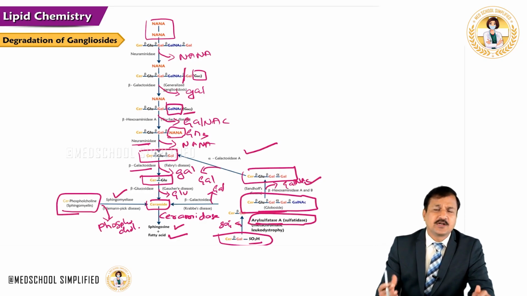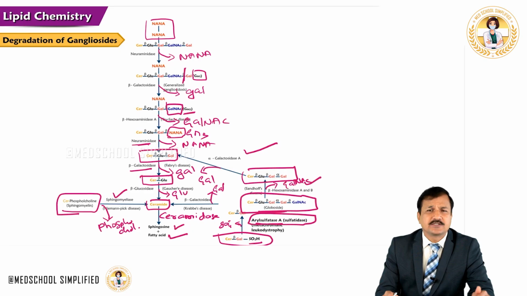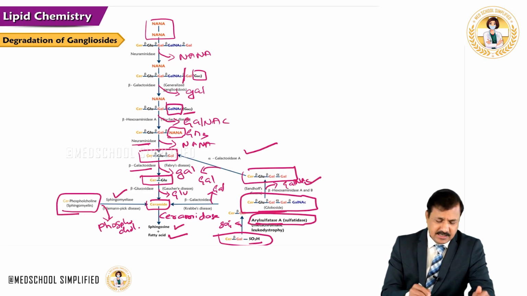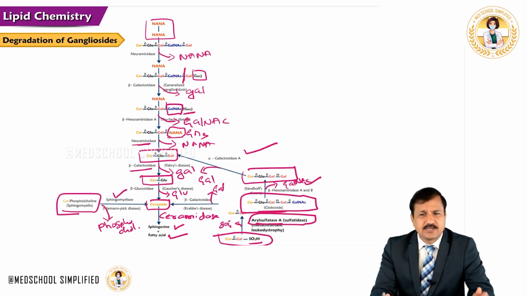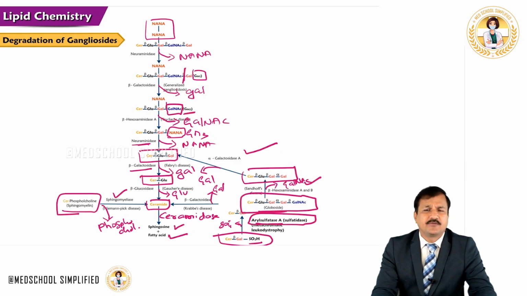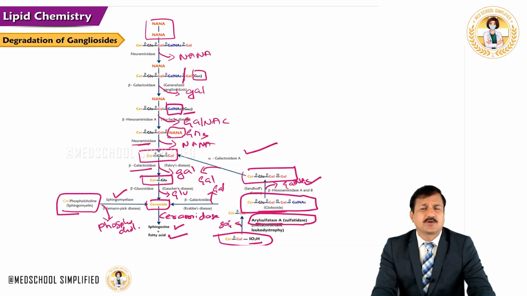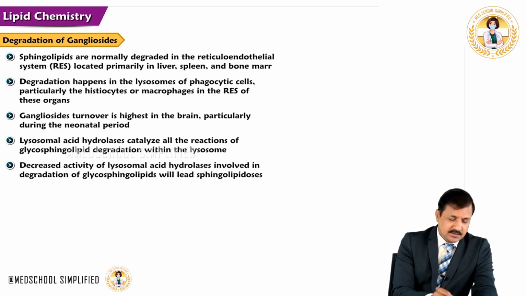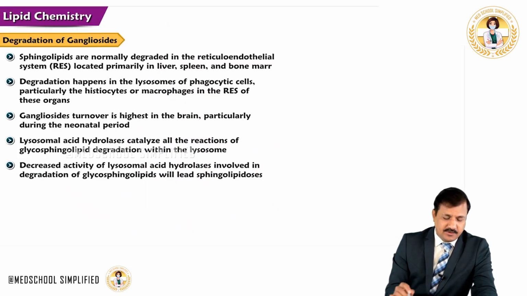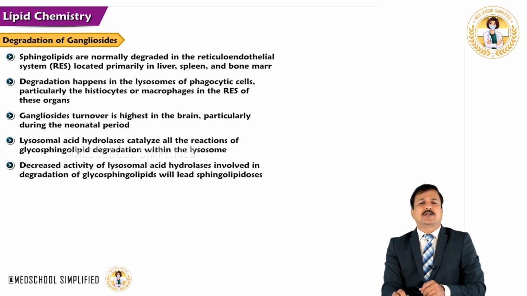Now, the purpose of understanding this lysosomal degradation of sphingolipids is that if there is any defect anywhere in this degradation pathway, it will lead to accumulation of specific sphingolipid in the tissues, and that will give rise to a type of disorders called Sphingolipidosis, excess accumulation of sphingolipids in the tissues. So now let me give you some points with what I have explained so far.